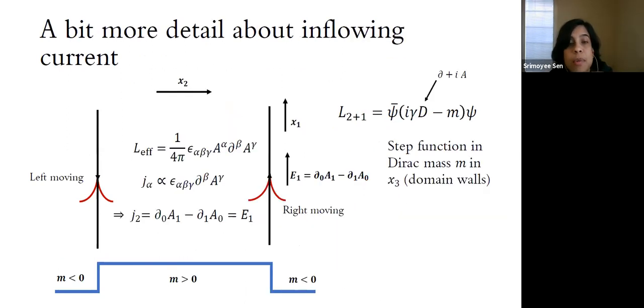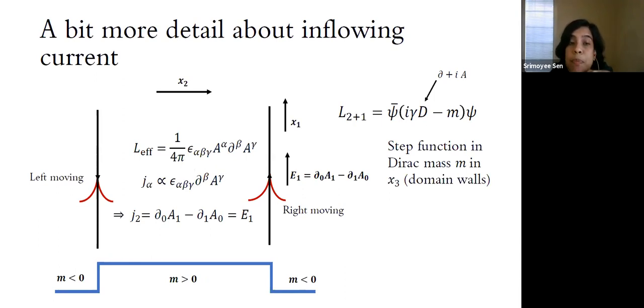Let me describe it to you in a little more detail here. Let's say the edge that I'm interested in is in the x1 direction. x2 is basically transverse to that, so it's transverse to the domain wall. The bulk theory is what I showed you earlier. What you can do in order to understand what happens in the bulk is, first of all, turn the derivative here into a covariant derivative, so you couple it to a gauge field. And let's say you integrate out the fermions inside the bulk because they're massive. That will leave you with an effective field theory for the gauge field. It goes as this. So it's a Chern-Simons theory.